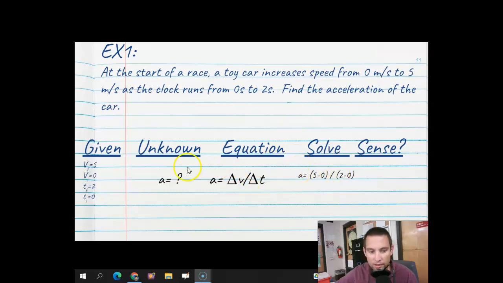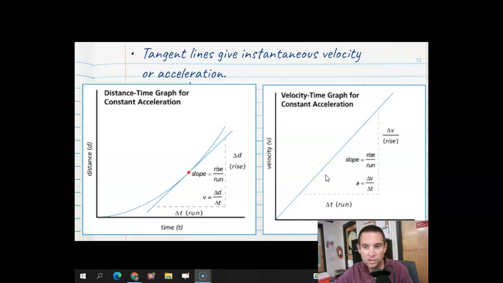Delta means final minus initial: 5 minus 0, divided by the final minus the initial, 2 minus 0. We get an acceleration that is positive and is 2.5 meters per second squared. Does that make sense? Yes, it's small and it's positive. Tangent lines give an instantaneous velocity or an acceleration.